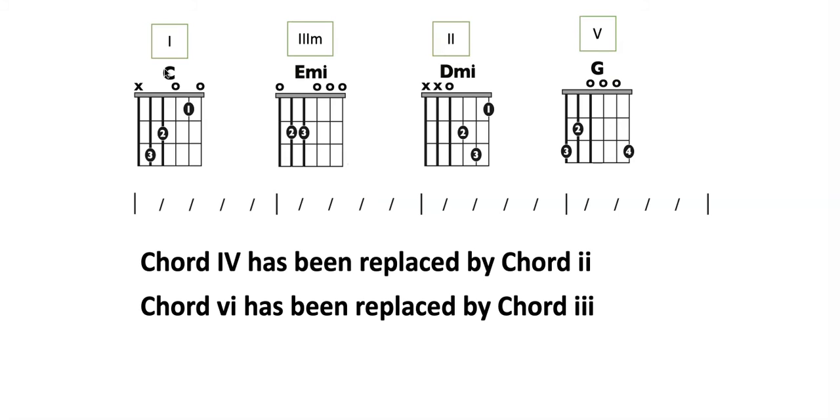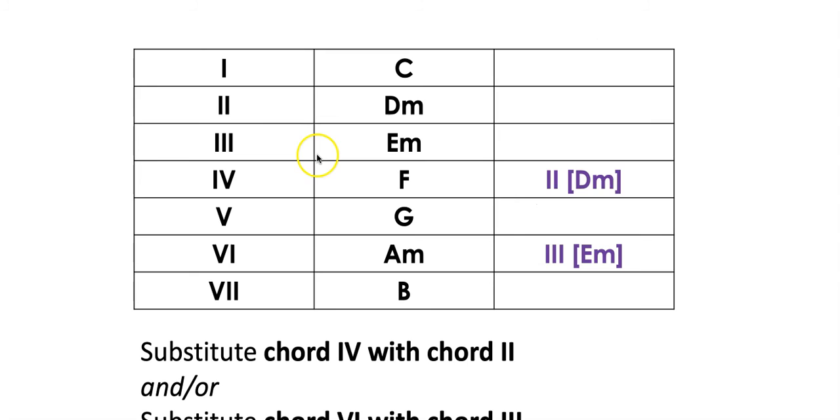You can replace two chords in the progression. Here is the progression with both chords replaced. Here are the chords in the key of C. Chord number 4, a good substitute for chord number 4 is chord number 2, and a good substitute for chord number 6 is chord number 3. And you can do this in any key.